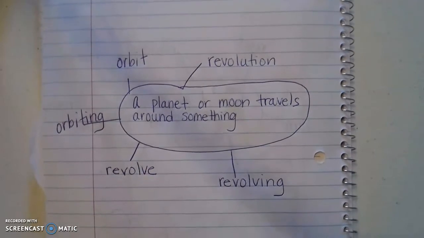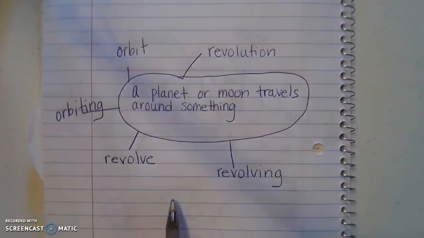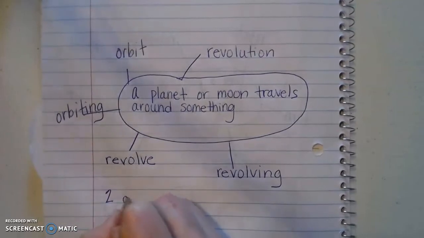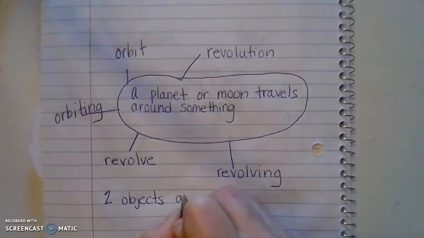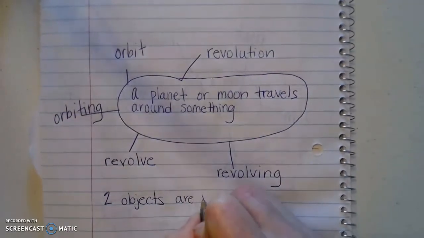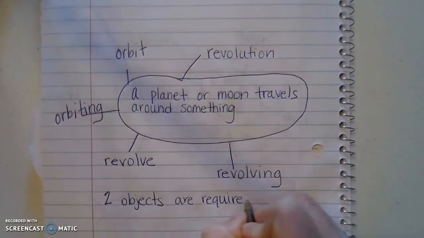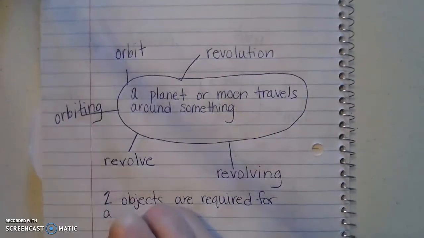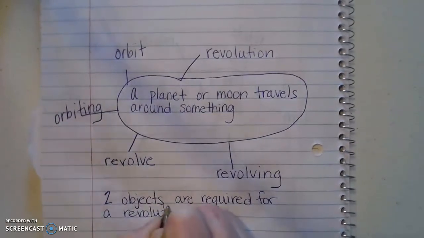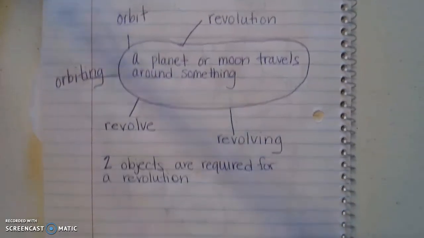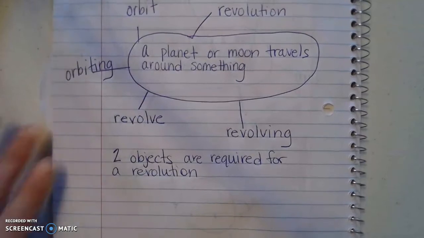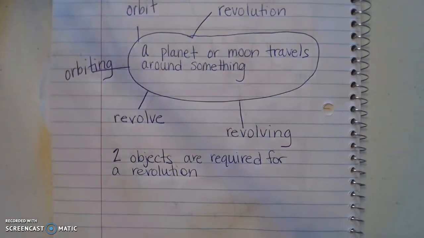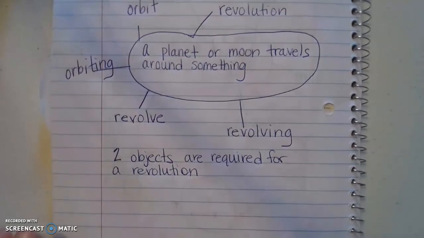Okay, and then outside of the circle, can you write down here two objects are required for a revolution? Okay, so our two objects that we are going to do are going to be, oops, I'm going to slide that back down. Remember, at any time, if you don't have all of the information, please press pause, get all of the information in your notes, and then continue.